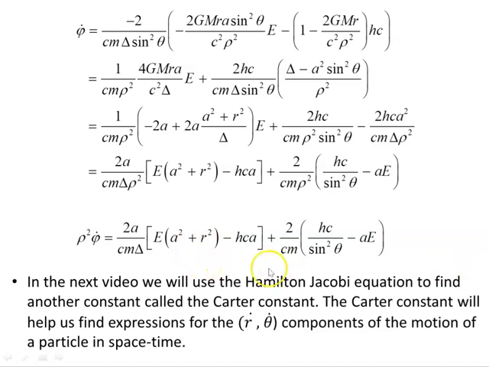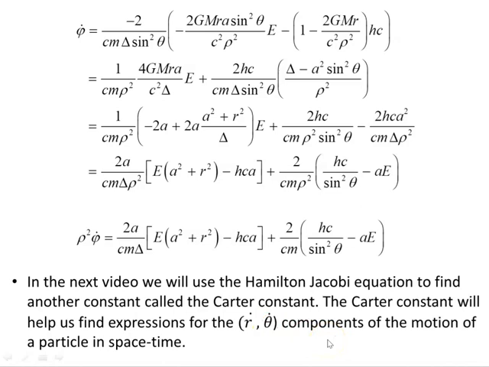Now, in the next video, we will use the Hamilton-Jacobi equation to find another constant called the Carter constant. That's the subject of the next video. And the Carter constant will help us find expressions for r dot, theta dot as components of the motion of a particle in space-time. Now, remember the E constant, the energy E, and the h constant here allowed us to find neat expressions for the t dot component and the phi dot component, meaning dt d lambda and d phi d lambda. And we want to do a similar thing now for r dot, dr d lambda, and theta dot, d theta d lambda, but that will involve one more constant.